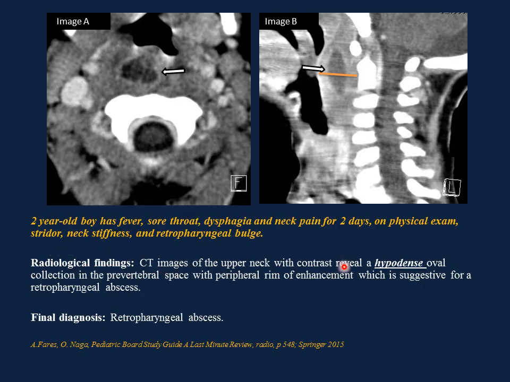On CT scan in this case, you will see here a hypodense oval area with peripheral rim enhancement, and this is highly suggestive of retropharyngeal abscess. Generally, the retropharyngeal space should not exceed the size of the vertebral body, and this is also highly suggestive of retropharyngeal abscess as well.